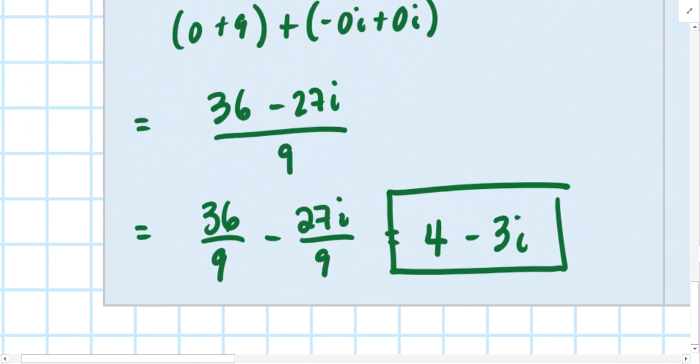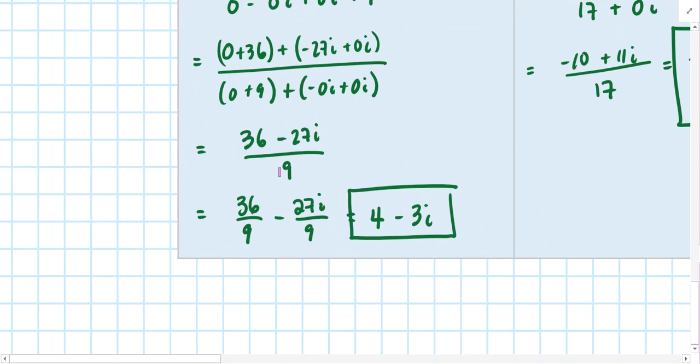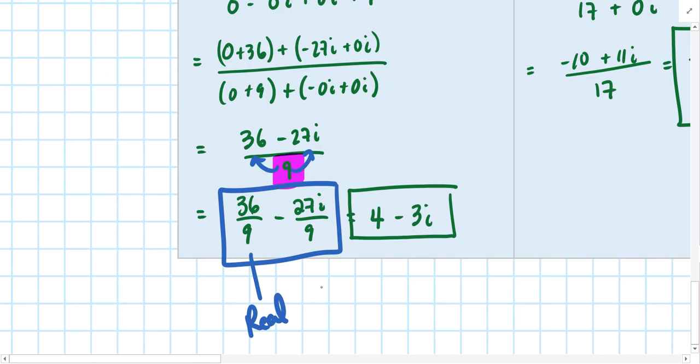And when we get to this point where we have a fraction over a denominator, this denominator will always be a real number. But rather than leaving it as a single fraction with a single denominator, we can go ahead and split this apart into two. This 9 can divide the 36 and the 27i in this case. So we have a number written in complex form with a real component and an imaginary component.